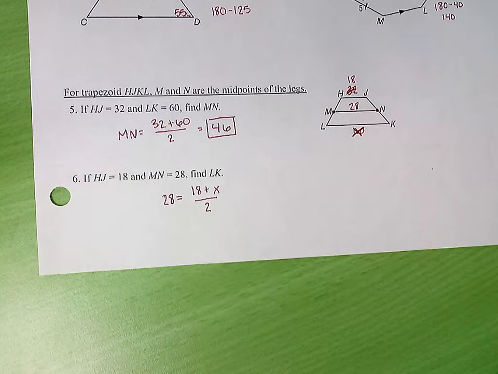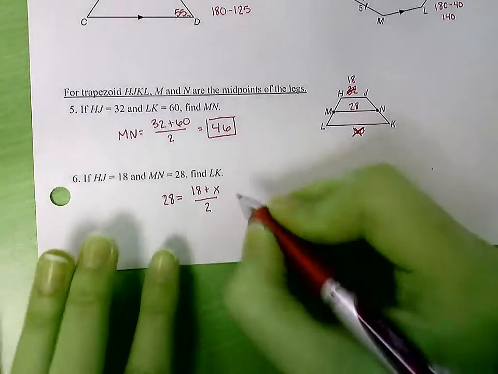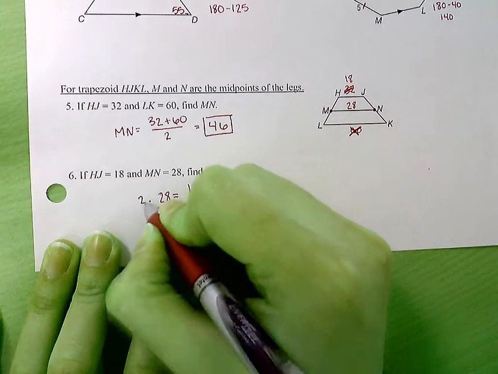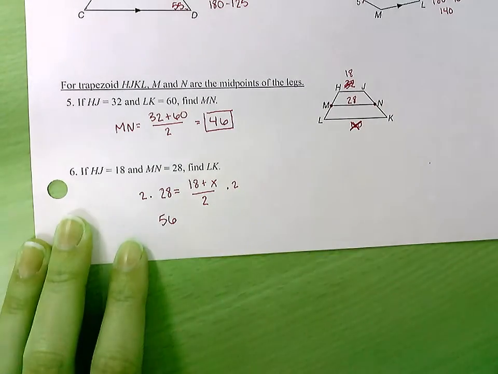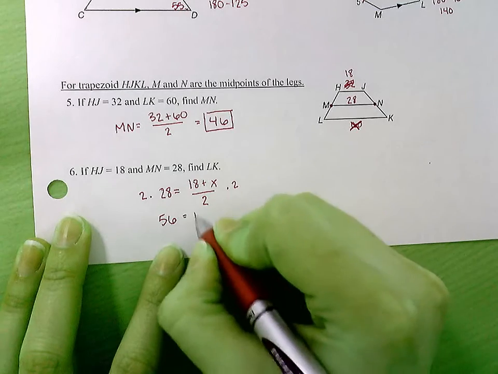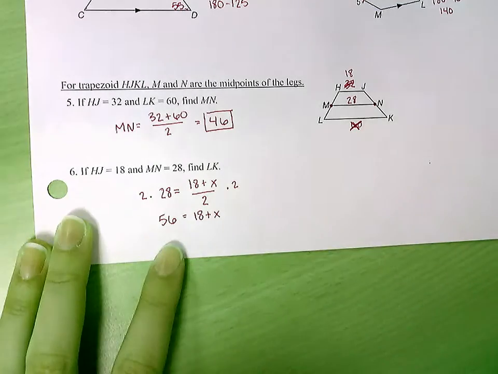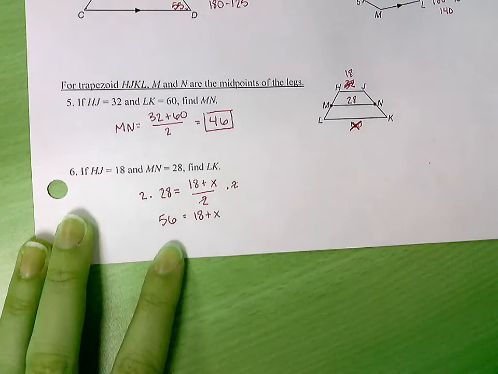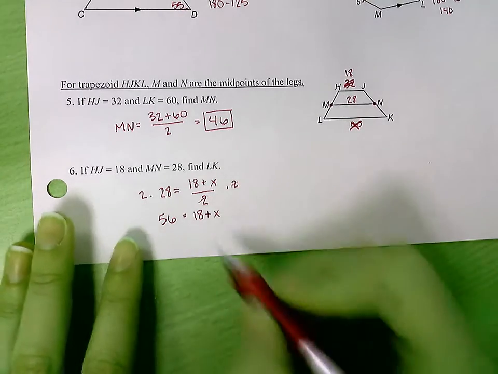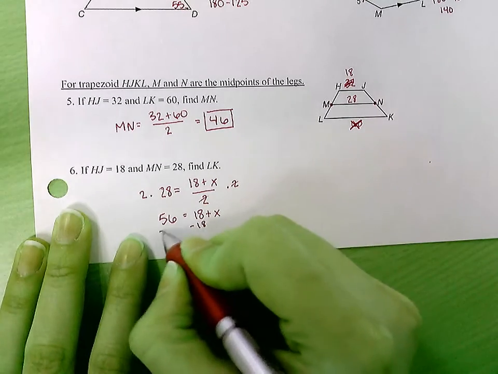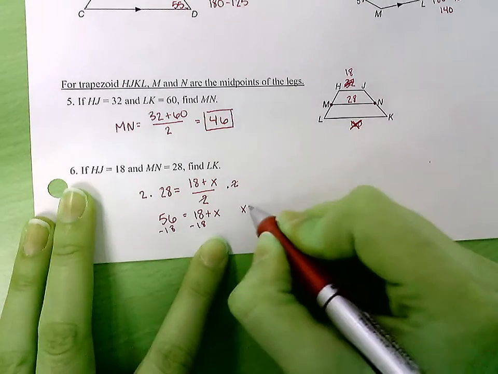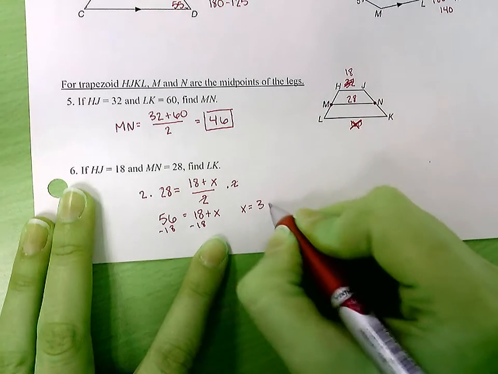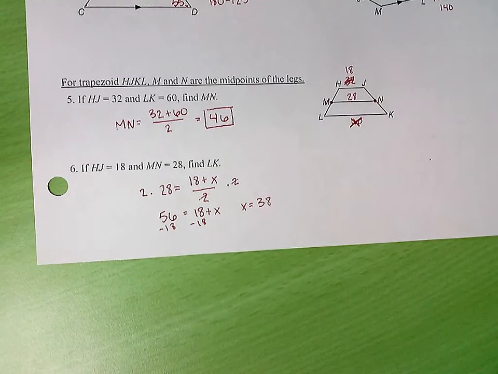So now I have to find x. To do that, I'm going to multiply both sides by 2. I get 56 is equal to 18 plus x, since these 2's will cancel out. Then I just have to subtract 18, and that x value will be 38.